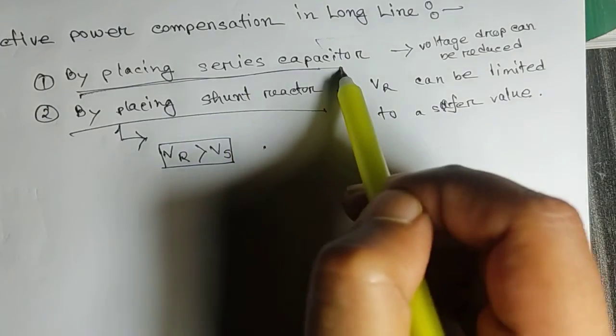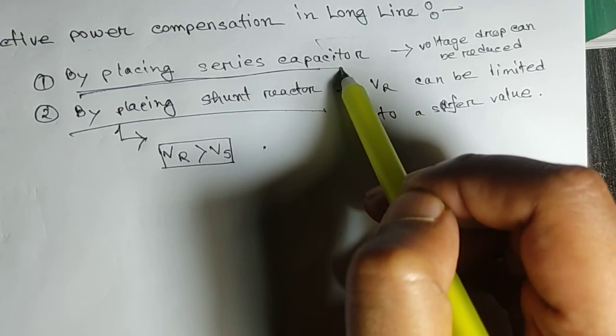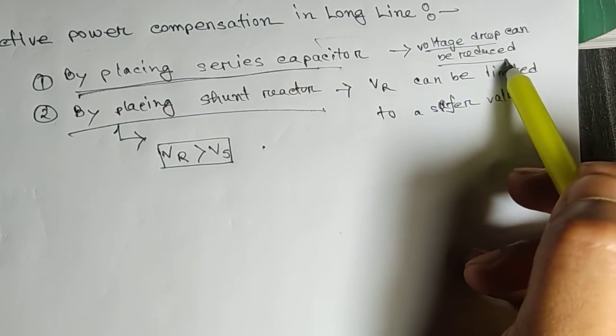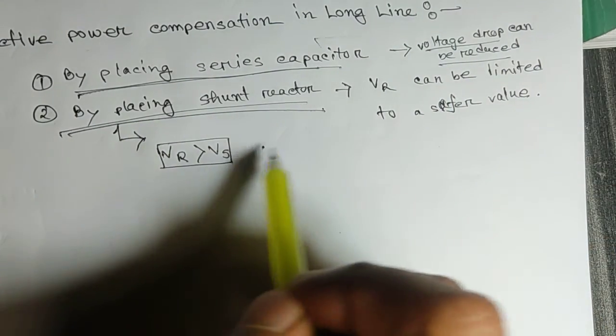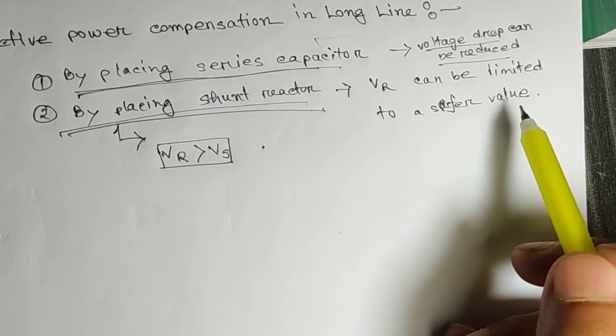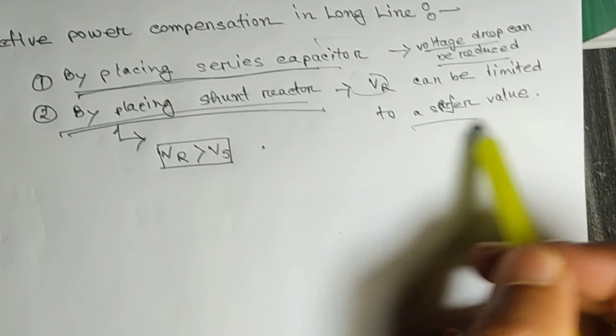Placing a series capacitor will help us to reduce the voltage drop at the receiving end, and placing a shunt reactor will help us to limit the value of the receiving end voltage to a safer value.